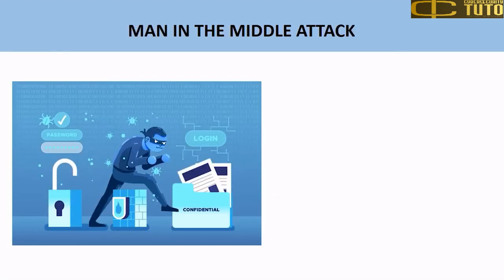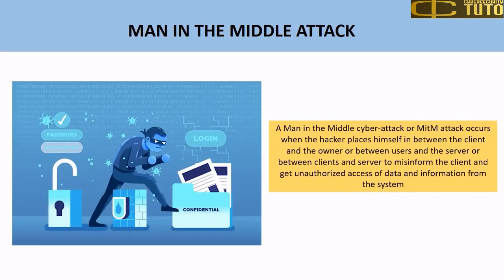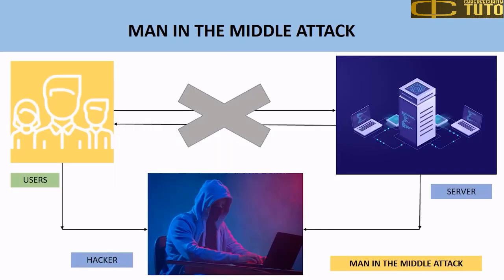Now we are going to discuss the man-in-the-middle attack. A man-in-the-middle cyber attack, or MITM attack, occurs when the hacker places himself between the client and the owner, or between users and the server, to misinform the client and get unauthorized access to data and information from the system. In this attack, the hacker places himself in the middle of the communication link between the user or client and the server.